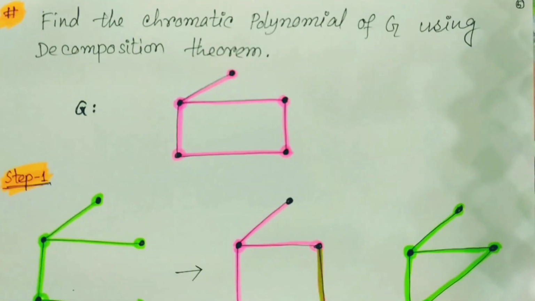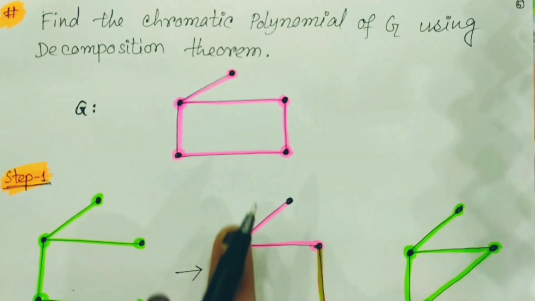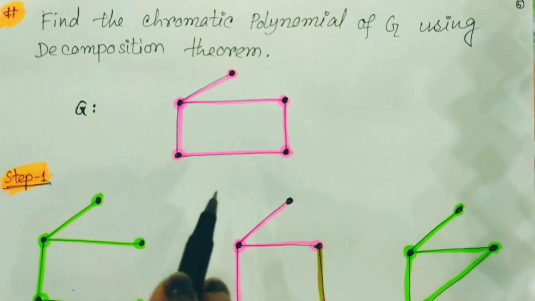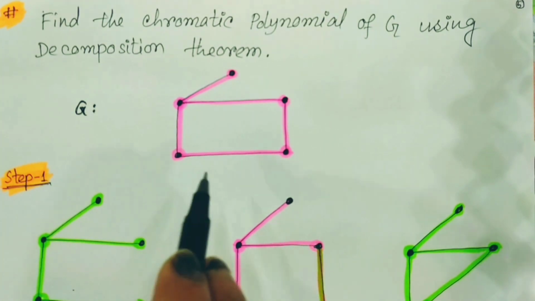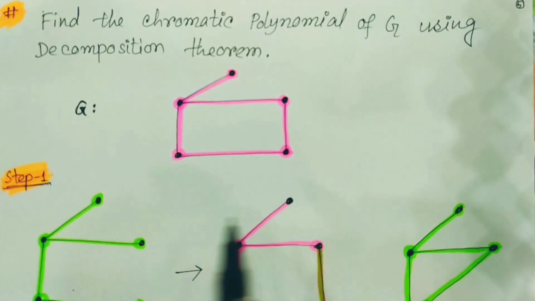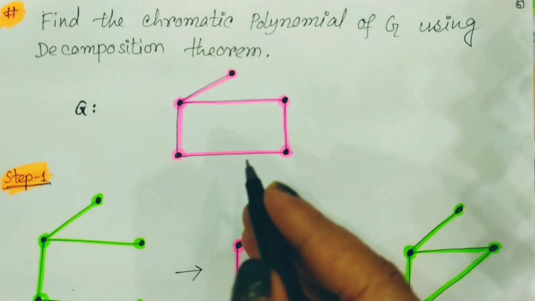Okay, let us do one more example using the decomposition theorem. This one is a given graph, and our requirement is to find the chromatic polynomial for this given graph. So first we observe the given graph.